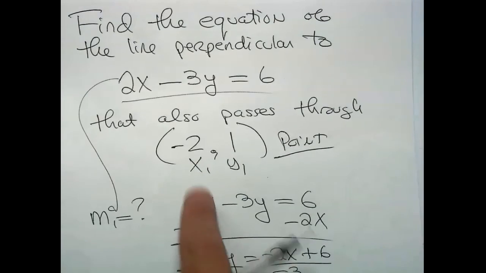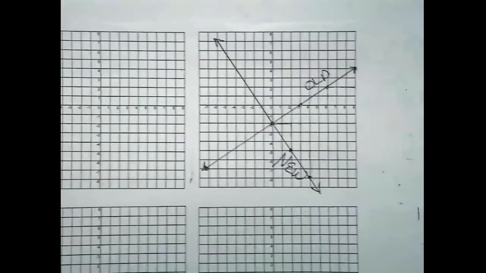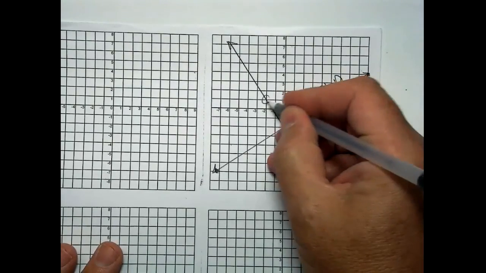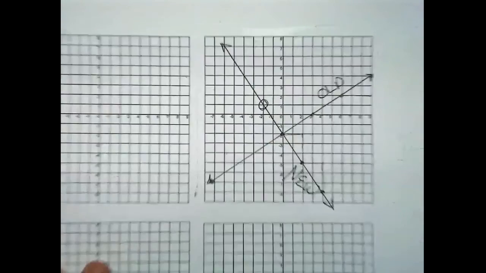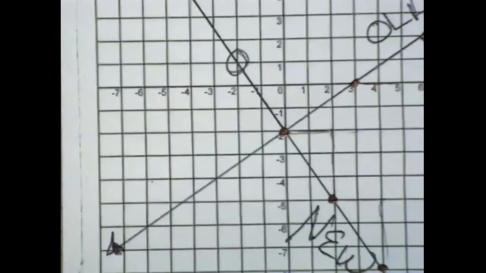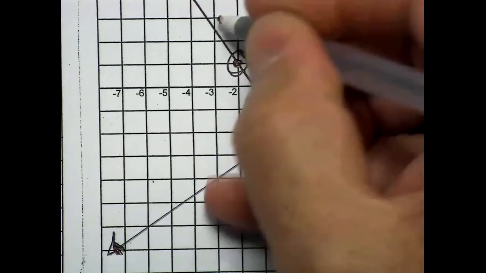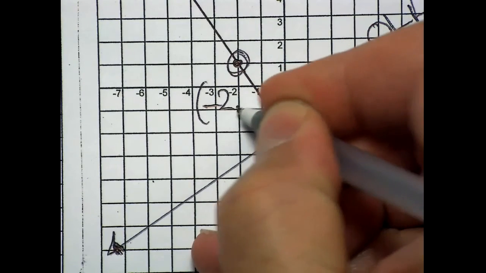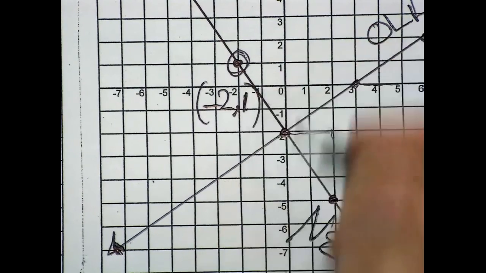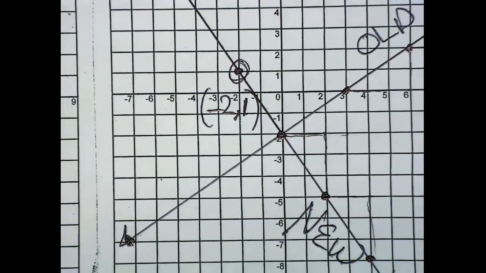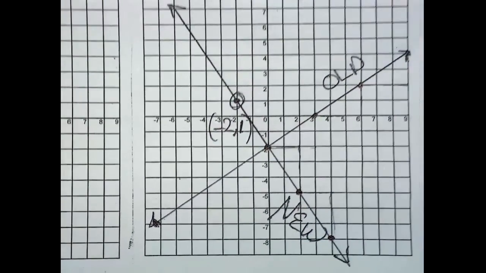But wait, the new line better have -2, 1 on it. Let's go hunting. Well, look at that. Right there, we zoom in on it, we find on the new line the point -2, 1, just like we're supposed to. So it did work. It's very successful.